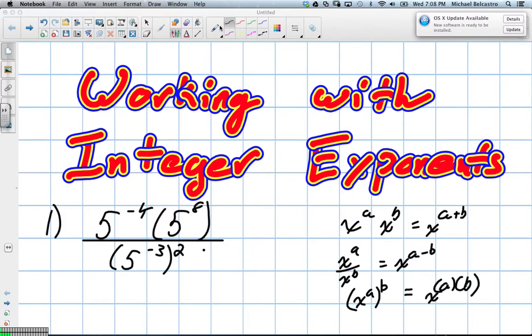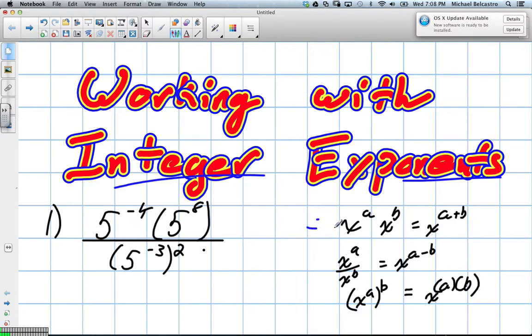Okay, so we're going to work with integer exponents specifically. We have three quick rules just to recap. When we're multiplying two exponents with the same base, we can just add their powers. When we divide two exponents with the same base, we can just subtract the powers. And when you have a power of a power, you keep the base and multiply the two powers, okay?